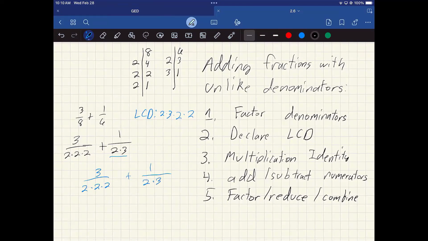Now I'm going to take advantage of the idea that any number divided by itself is equal to 1, as long as that number is not equal to 0. And I'm going to take advantage of the fact that any number times 1 is just itself. Identity just says you multiply a number by 1, you end up with the same value.